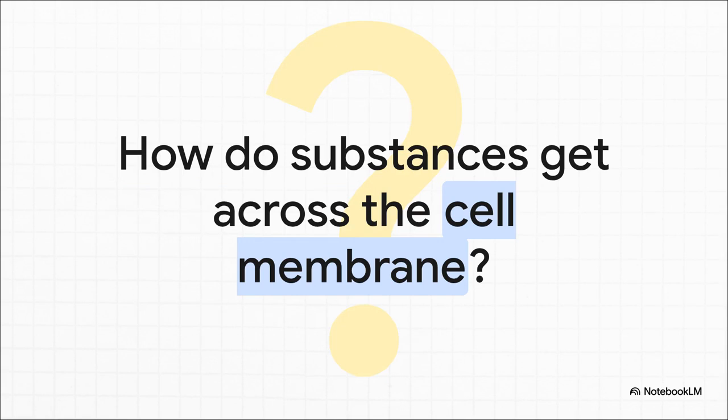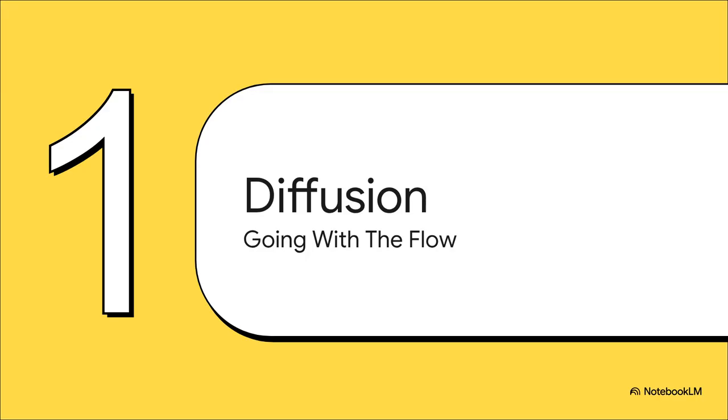So that leads us to the big question, doesn't it? How on earth does all this stuff get across the cell's border, the cell membrane? Well, that membrane is like the ultimate bouncer or gatekeeper, and it's got three main tricks up its sleeve to manage all this traffic. All right, let's get into the first one. We're going to start with the simplest, most straightforward solution for getting things across that membrane. It's called diffusion. Think of it as the go-with-the-flow method.